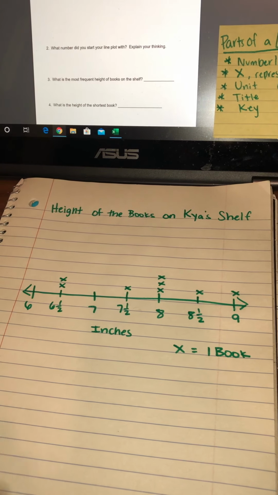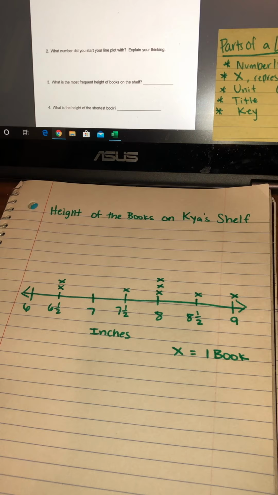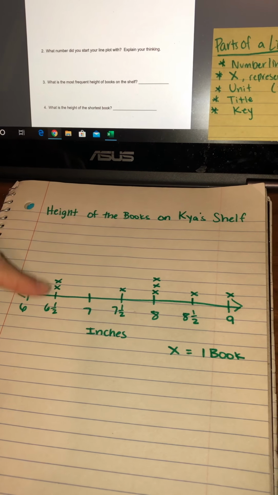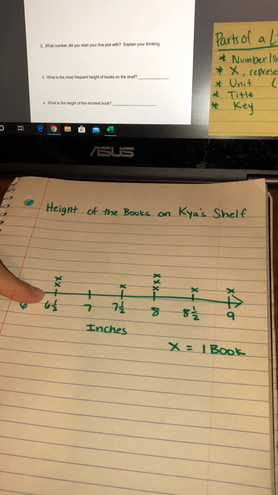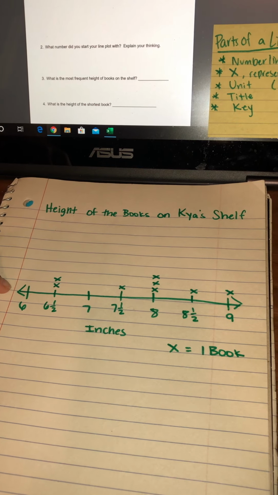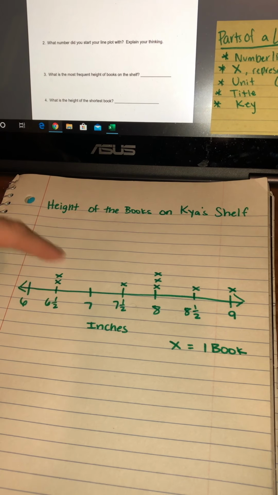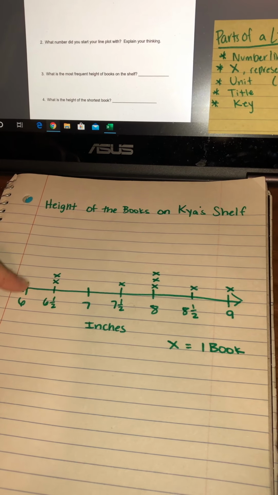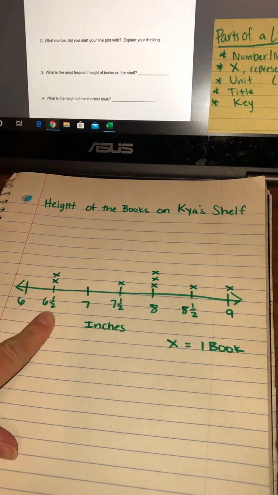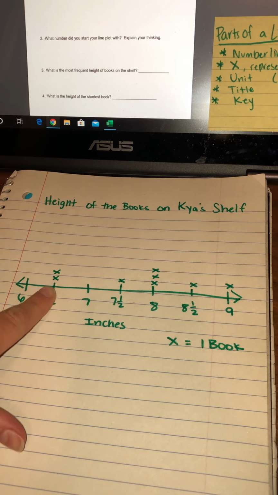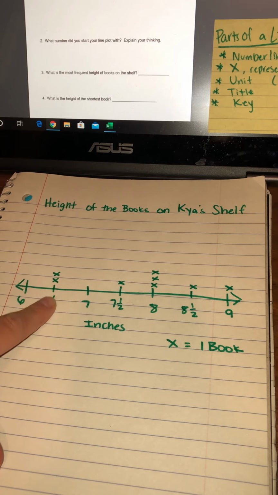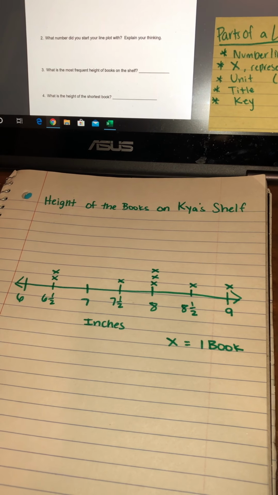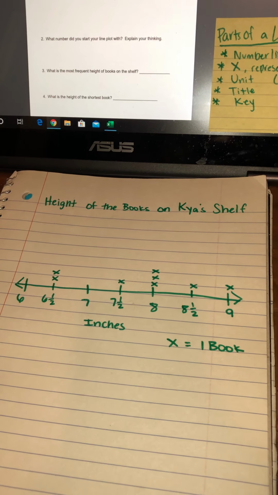Now I'm going to take my hand off and rethink that problem from the line plot. It says, what is the shortest book? The shortest book is 6.5 because that is the shortest length and it has at least one x. It has 2 x's that have occurred. So the answer for the shortest book should be 6.5.